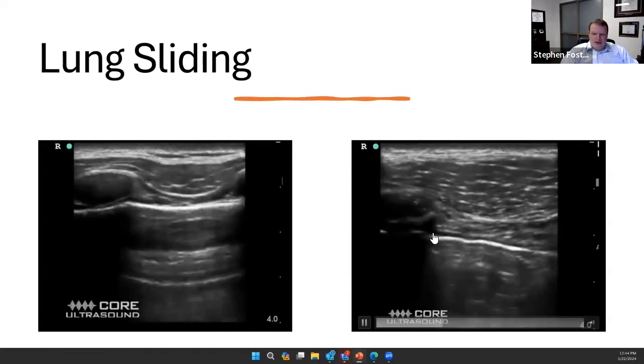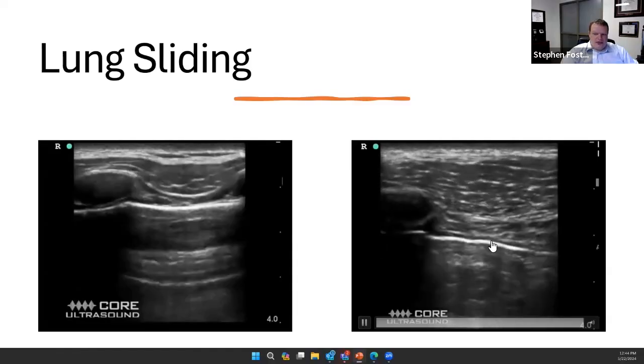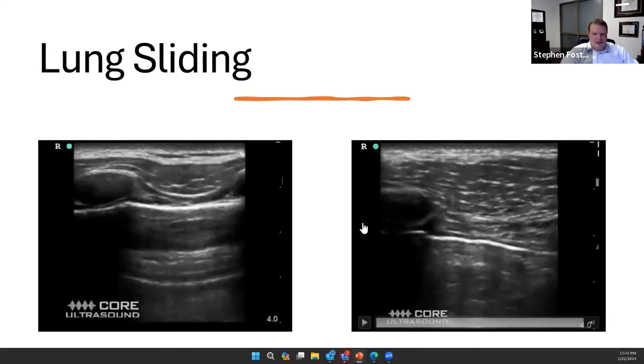On the right-hand side, you see that same white line, but there's no movement. So this is a very sensitive sign for there being a pneumothorax present in this patient. And the interesting thing with point of care ultrasound is you can actually find a specific point where the pneumothorax begins. You'll see sliding on one side, and all of a sudden it'll stop and there'll be no movement on the other. That is called the lung point, and that is where the pneumothorax begins.